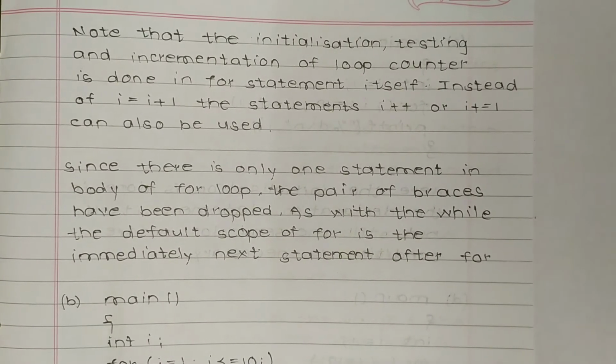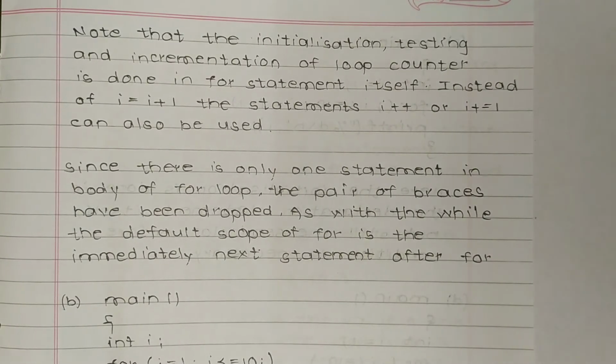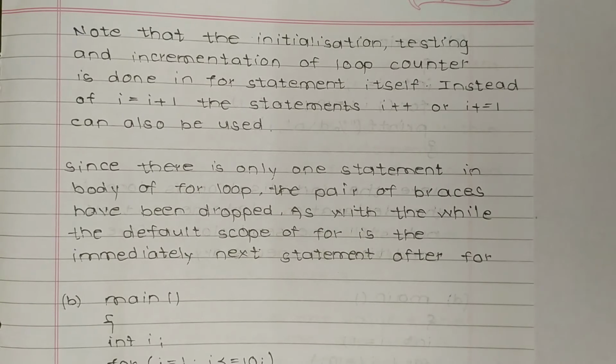Note that the initialization, testing and incrementation of the loop counter is done in the for statement itself. Instead of i = i + 1, the statements i++ or i += 1 can also be used. Since there is only one statement in the body of the for loop, the pair of braces has been dropped. As with the while, the default scope of for is the immediately next statement after it.